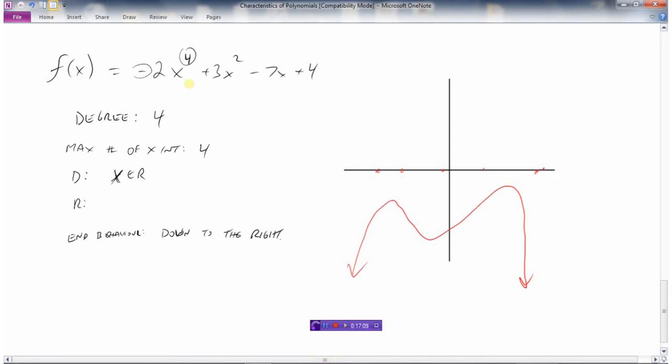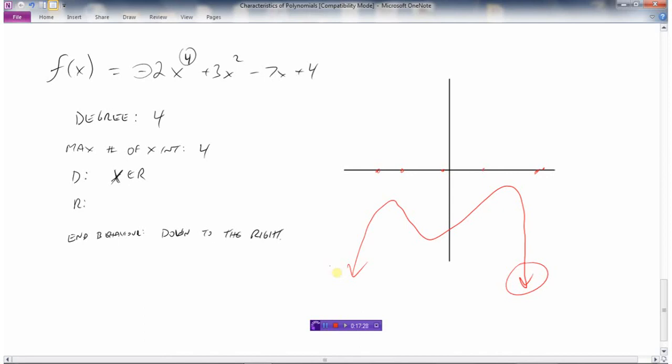We'd have to actually put that in the graphing calculator or do a table of values to actually see what that graph looks like. But this would be an example of a graph that would have some of these characteristics. It's negative, so it's going down to the right. It's got 1, 2, 3, 4 parts to the graph, so it's a degree 4 graph.